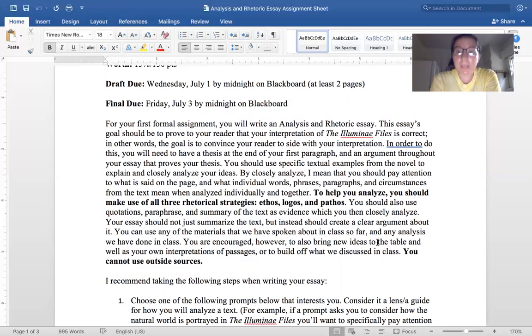You should use specific textual examples from the novel to explain and closely analyze your ideas. By closely analyze, I mean that you should pay attention to what is said on the page and what individual words, phrases, paragraphs, and circumstances from the text mean when analyzed individually and together. To help you analyze, you should make use of all 3 rhetorical strategies: ethos, logos, and pathos. You should also use quotations, paraphrase, and summary of the text as evidence, which you then closely analyze.